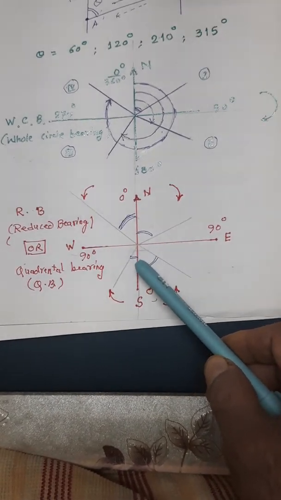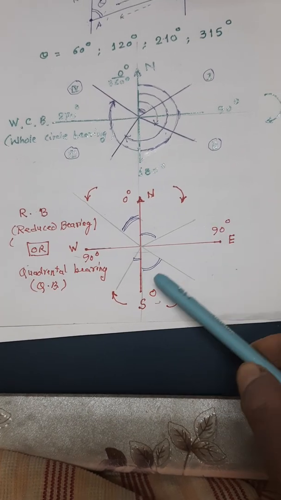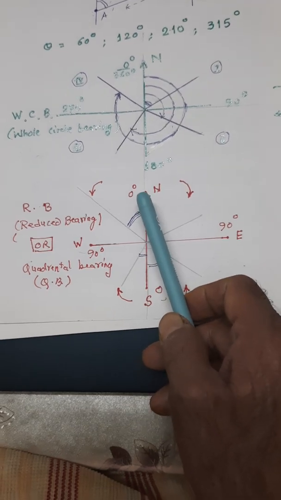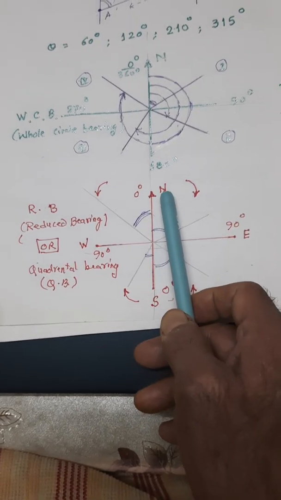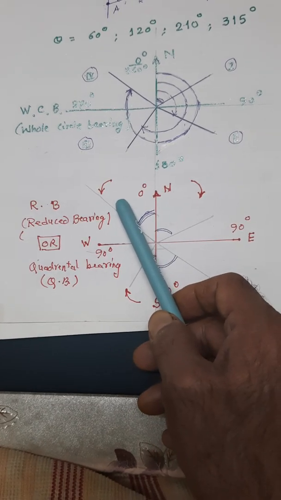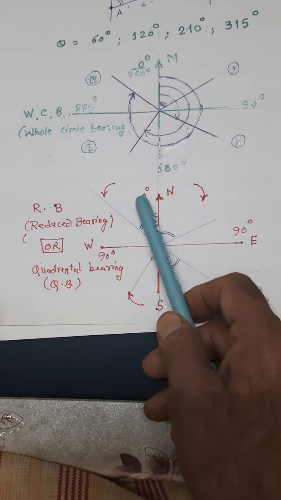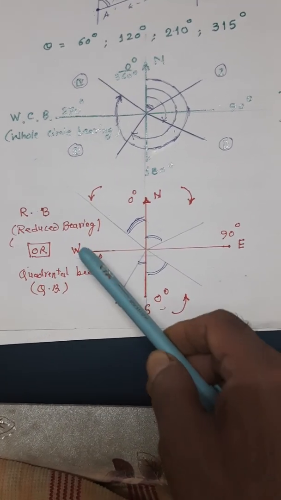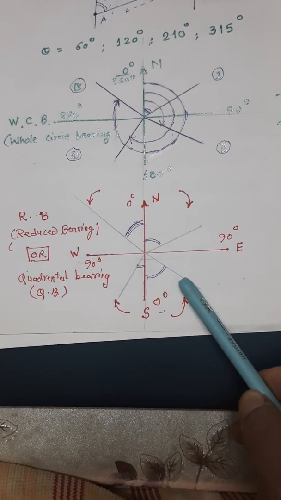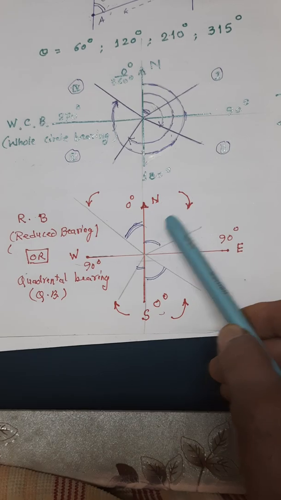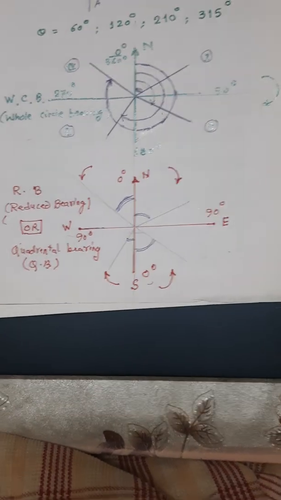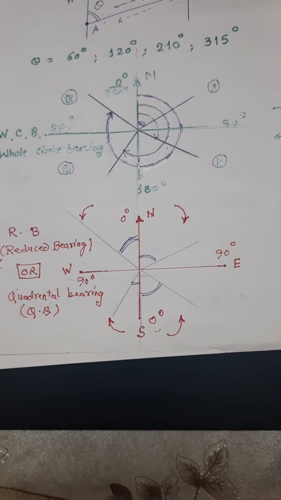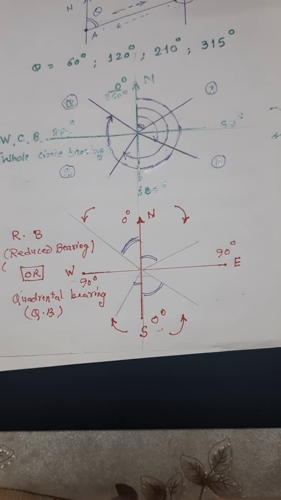If it is in the second quadrant, go anti-clockwise. If it is in the third quadrant, go clockwise. Similarly, if it is in the first quadrant, go clockwise. If it is in the fourth quadrant, go anti-clockwise. And it is from north, so many degrees west. Here south, so many degrees west. South, so many degrees east. North, so many degrees east. This way, this is called reduced bearing, also called quadrantal bearing.